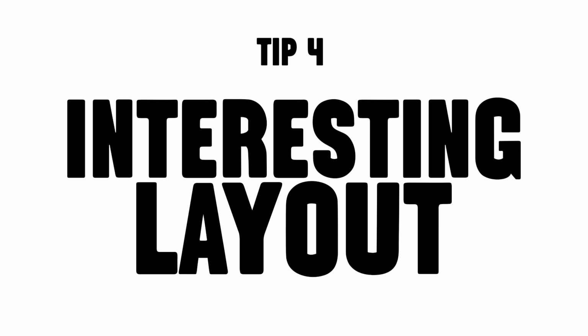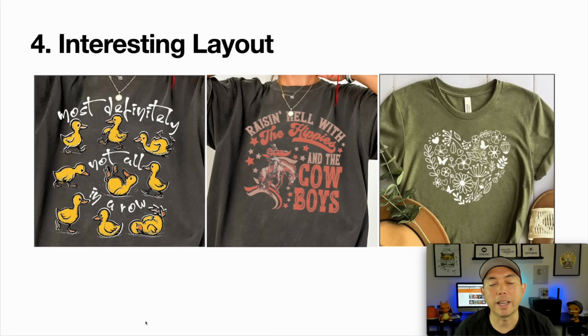Now, the fourth way, in my opinion, to stand out is to do an interesting layout. AI has been trained to know what good design looks like, and a lot of times it's just following the same kind of layouts, right? There's words on the top, graphic in the middle, words on the bottom, or big graphic on the top and words on the bottom. Those are some really basic layouts, and AI understands that.